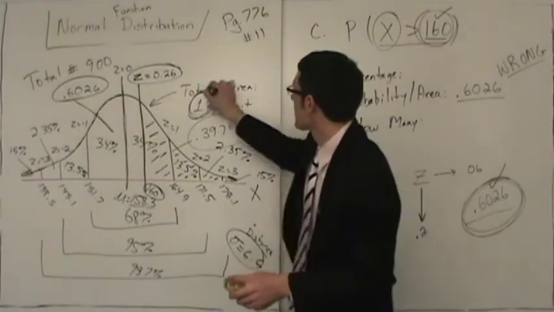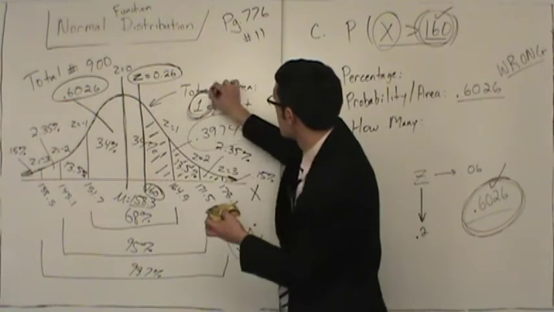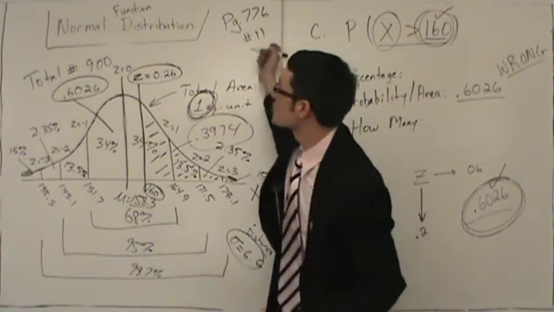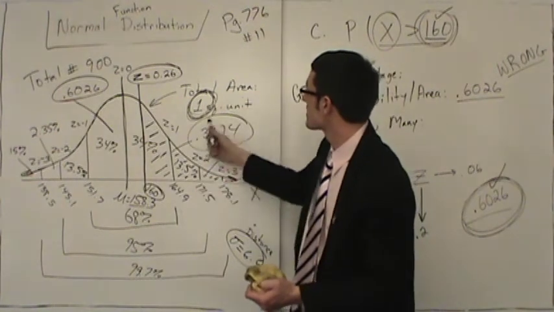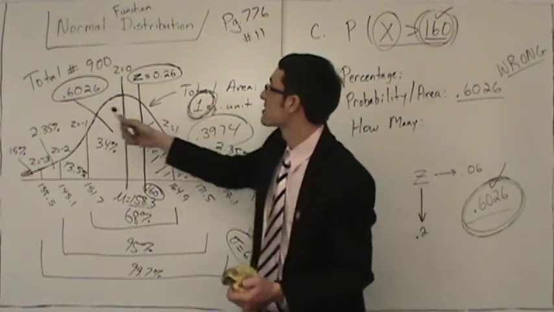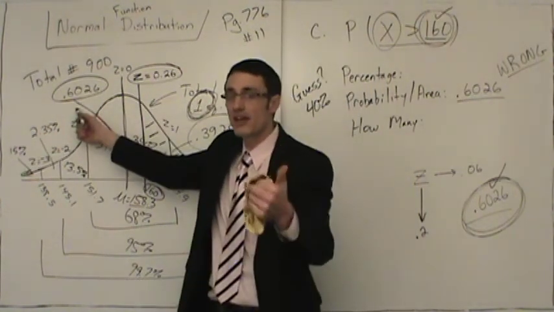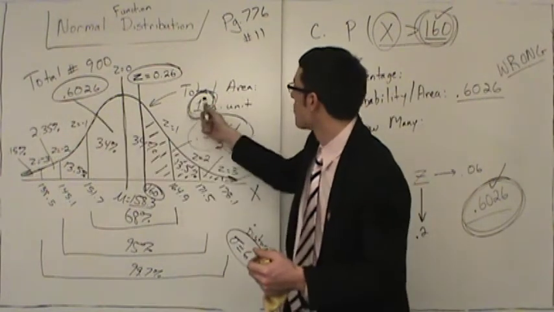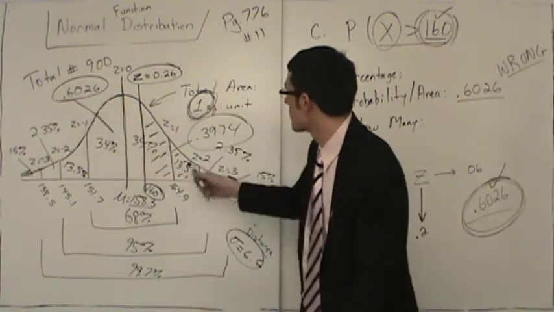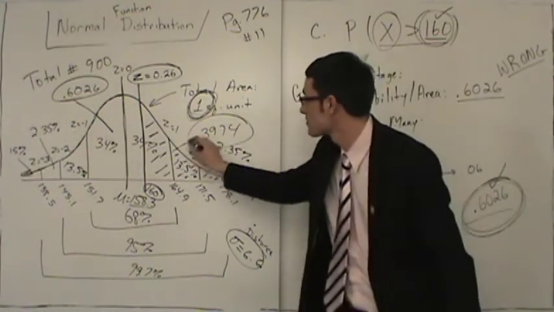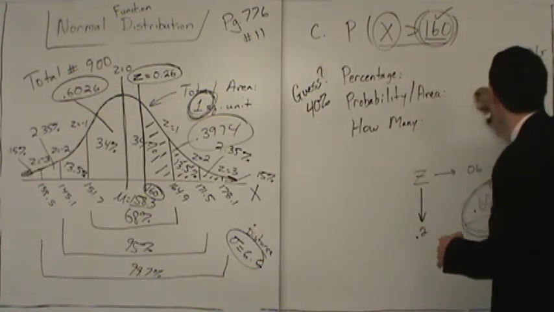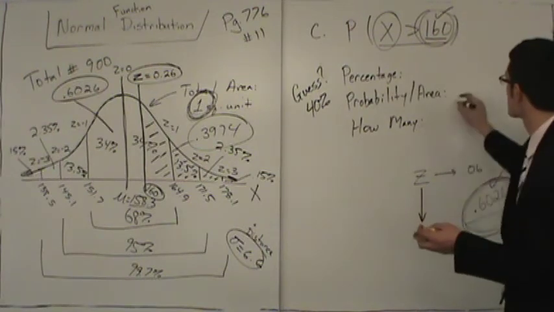So take the whole area. If you want to find area to the right, take the whole area, which is 1, and subtract out the area to the left, or the area that the Z table gives you. So 1 subtract 0.6026 gives 0.3974. Okay, so the area that we're trying to find is 0.3974. So our answer is not 0.6026. Our answer is 0.3974.